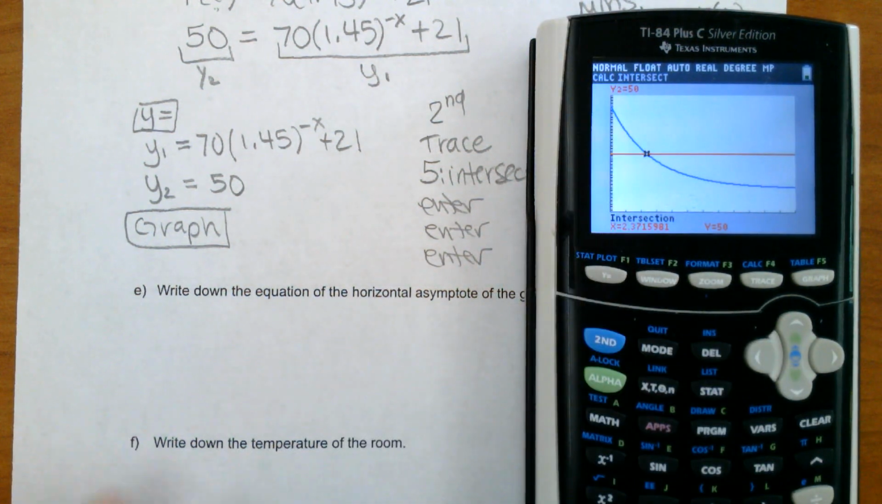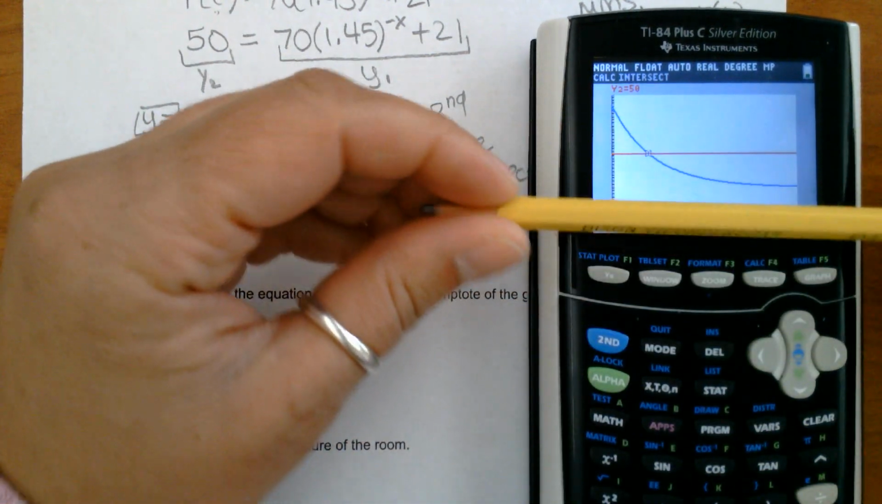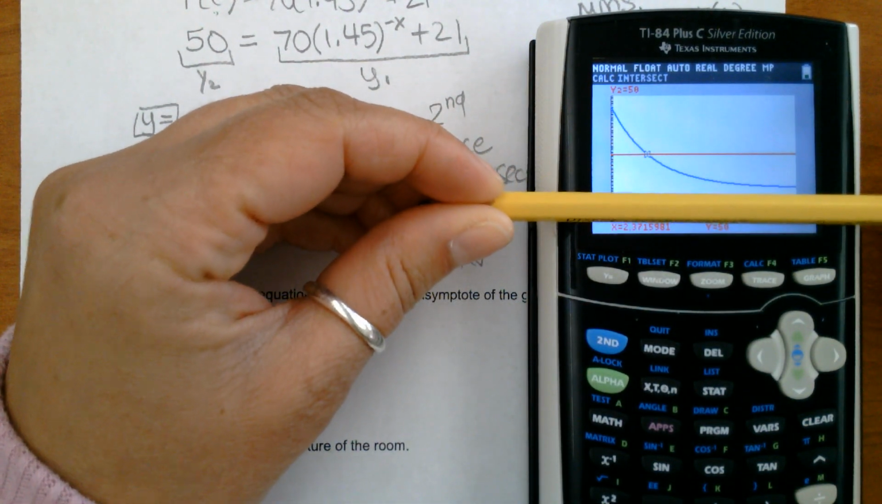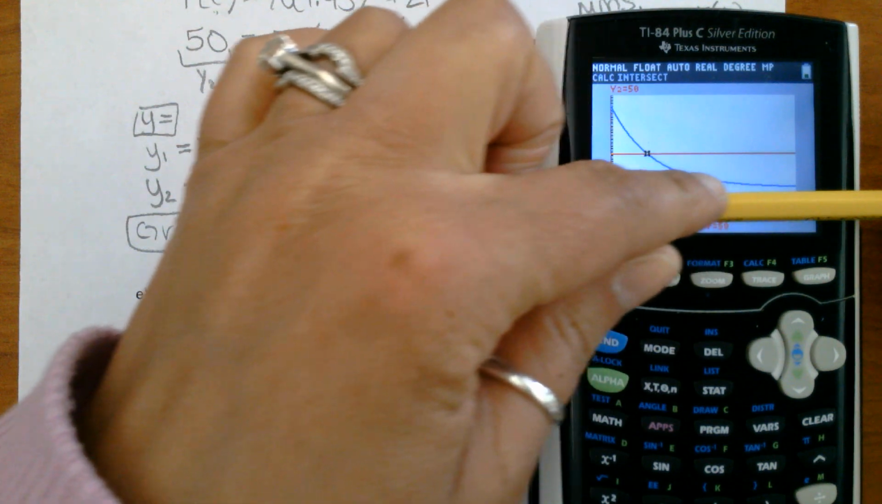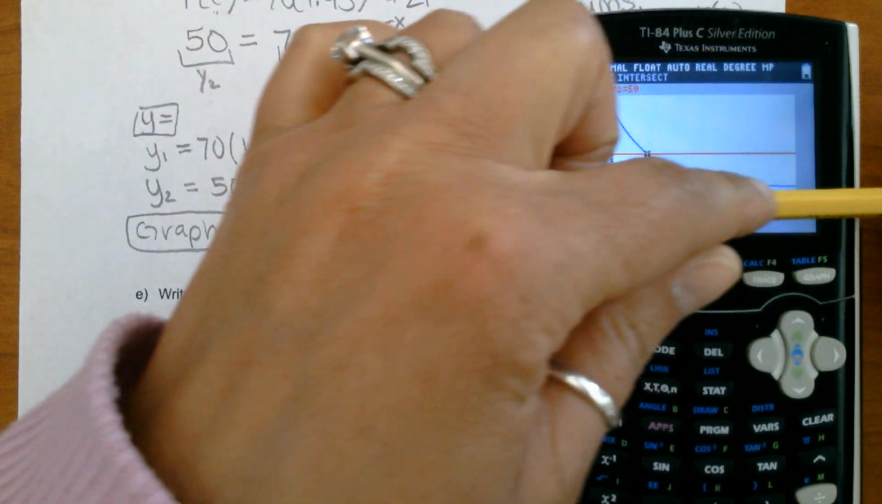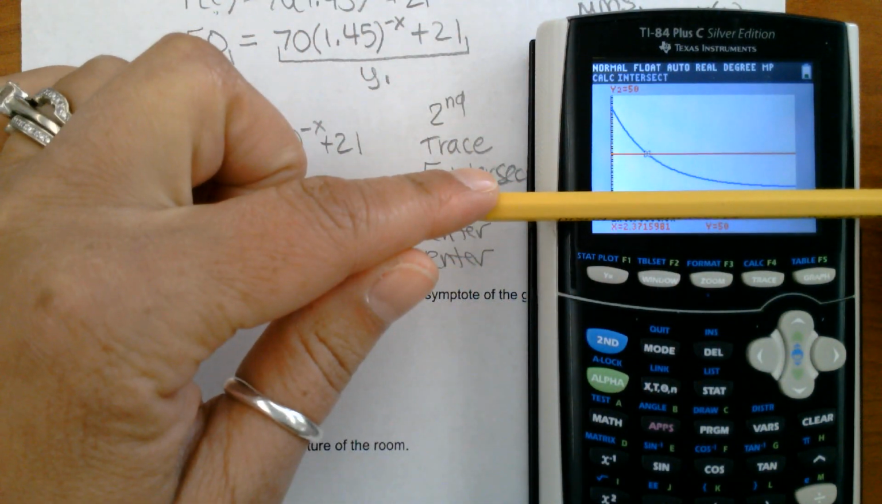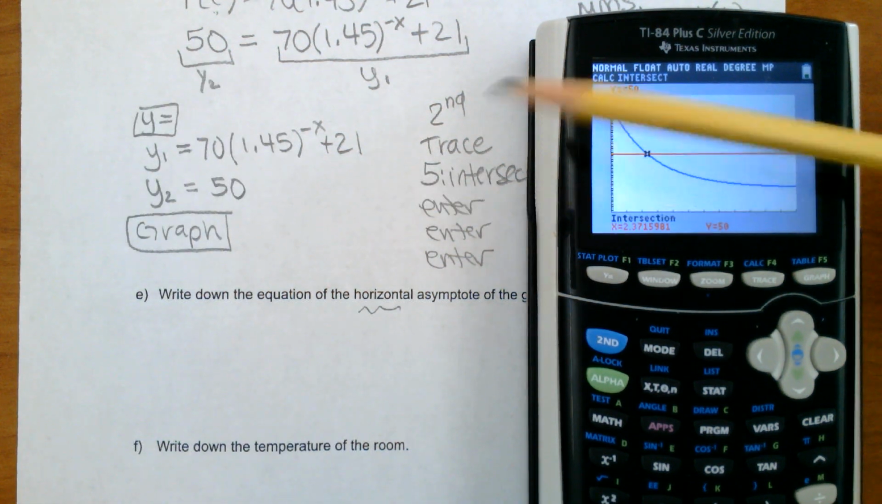But which one do we want? We want the horizontal one. So we want this way. So this way, there's a horizontal one. It's an imaginary line. It crosses the y-axis. We need to find what that is.